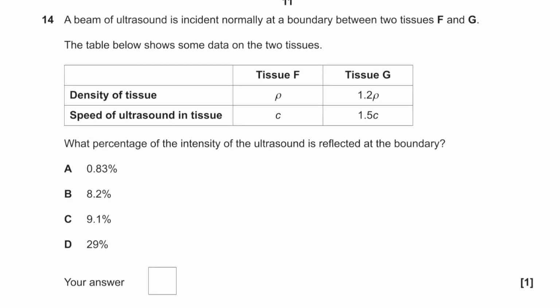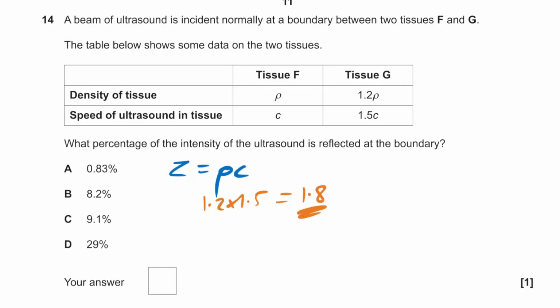Question 14, ultrasound. We have the density and the speed of ultrasound as well. So our equation is impedance Z equals rho C. All we have to do is put in the numbers, so 1.2 times 1.5, which gives us 1.8.